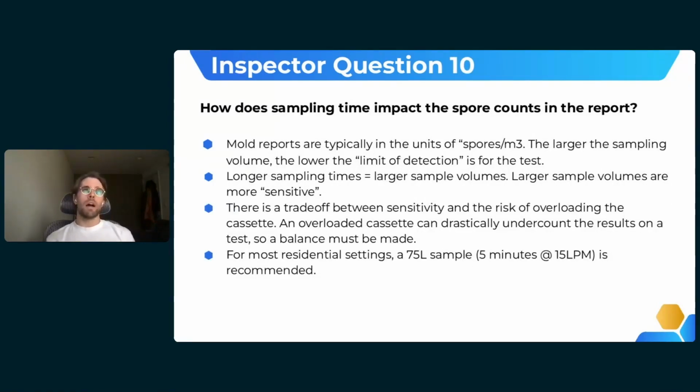So last question, how does sampling time impact the spore counts in the report? So a little background here is our reports, the unit that we report on are spores per cubic meter of air. So if you think of it, all those microscopic mold spores, that count of 500 is in 3 feet by 3 feet by 3 feet. In that much air, there's that many spores.